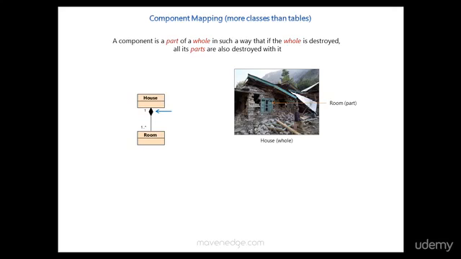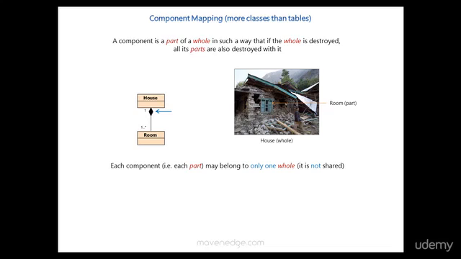Hi, in this session we are going to map components. So what is a component? In the simplest words, a component is a part of a whole in such a way that if the whole is destroyed, its parts are also destroyed with it. For example, if a house is destroyed, all its rooms are also destroyed with it. So the house is the whole here and all the rooms in it are its parts.